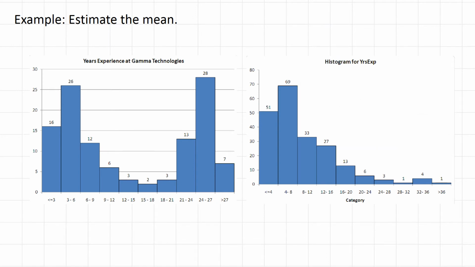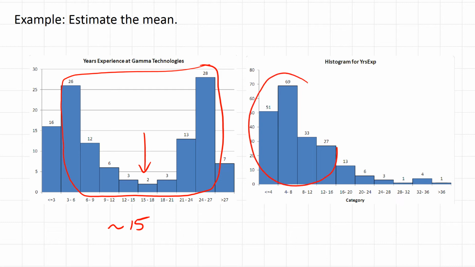Here's a couple of examples. Estimate the mean for each graph. So again, we have this example where you have two peaks that are sort of competing. So it's going to come probably about halfway between those two peaks, somewhere in this region. So that's probably in the 15 to 18 range, or maybe in the 12 to 15 range, somewhere around there. But I would say that roughly 15 is a good estimate.